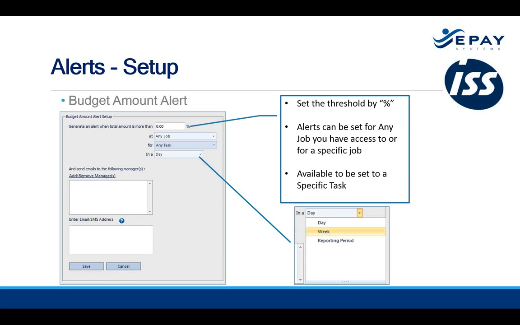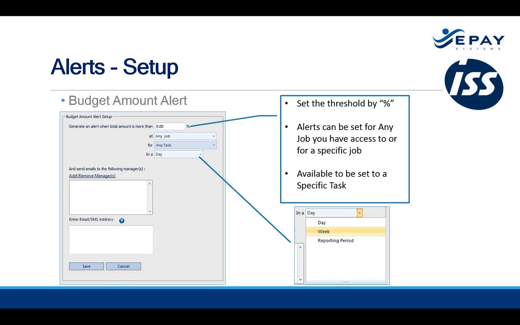So for the budget amount alert, we can generate an alert, as it says there on this setup screen, when the amount is more than a certain percentage. If you leave it at more than 0%, it's basically going to alert you at any point when it becomes out of budget, immediately. But you have a percentage there you can put in anywhere from 0 up to 100% if you wanted to. And then you have the ability to set the alert based on a specific job or any job.